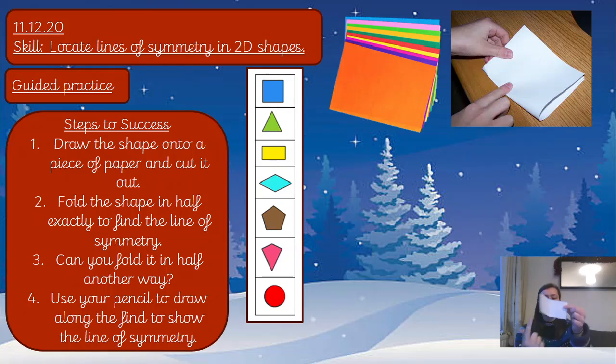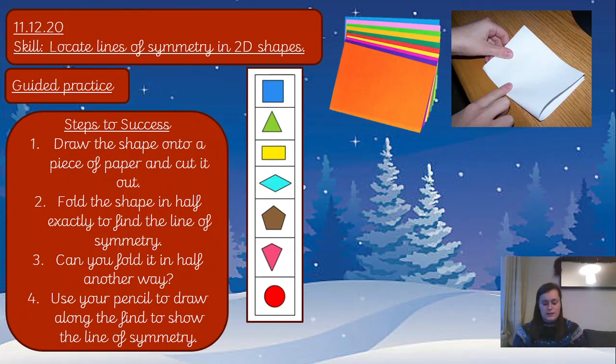But what about if I took these two corners up to these two corners? Let's have a look. Yeah, they look the same. Okay, so when I unfold it, you can see that this section and this section are exactly the same. So I have got two lines of symmetry on there.